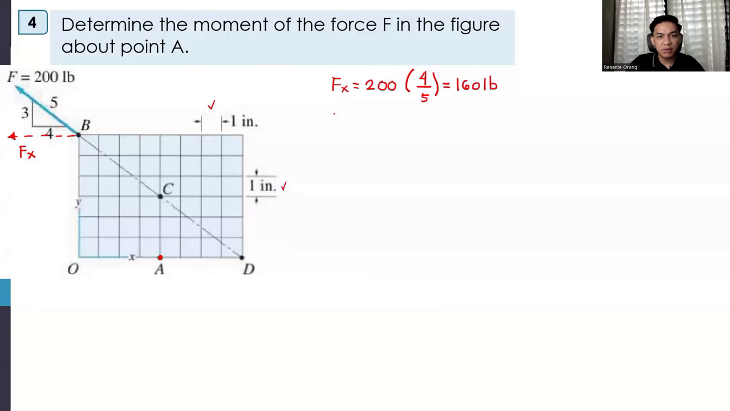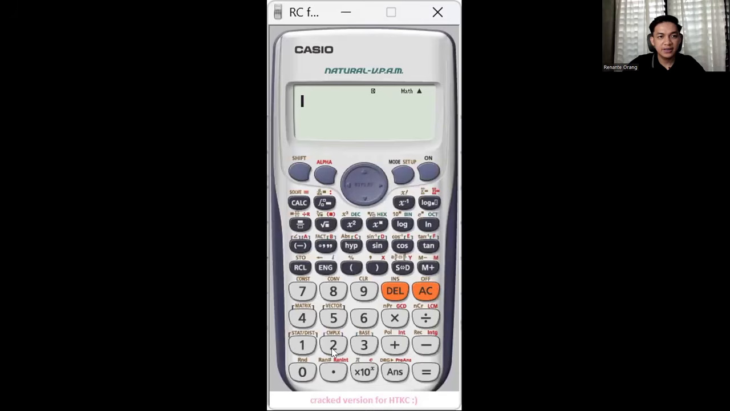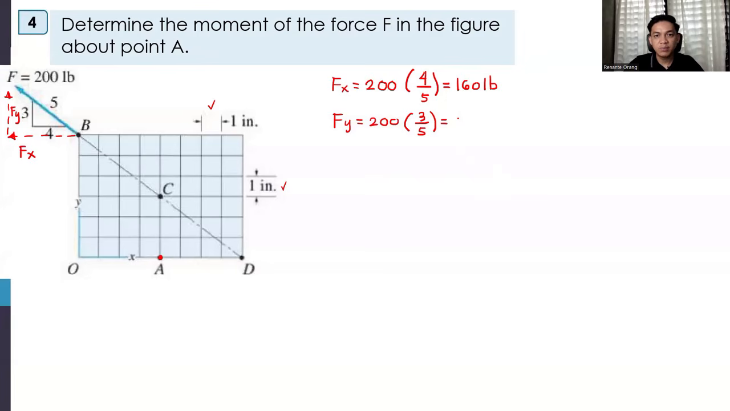Let us proceed class with our Fy, which is the y component of our force F. That is equivalent to 200. Then common triangles pa din tayo. Drawing natin si Fy, that is our Fy. So based dito, Fy is nakatayo. Yung nakatayo din dito is si 3. So let us multiply this one by 3 divided by our hypotenuse, which is 5. Let's calculate. That is 200 multiplied by 3/5 equals 120 pounds. So Fy po natin is 120 pounds.